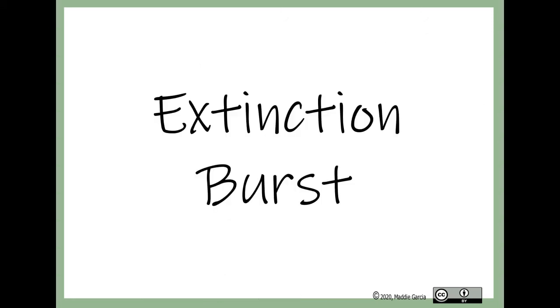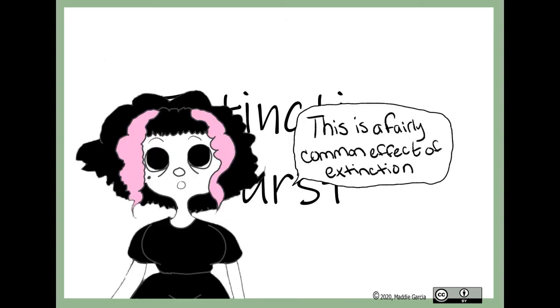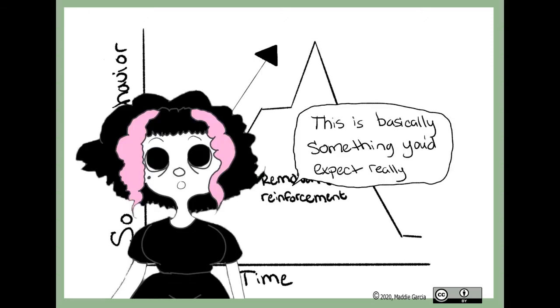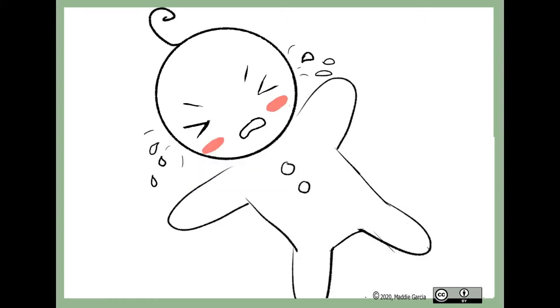Extinction burst. This is a fairly common effect of extinction, where there is an immediate increase in frequency of the response after removing the reinforcement. This is basically something you'd expect, really. So let's go back to that crying toddler. The toddler is crying and is realizing that their parents aren't coming back into the room, so they cry louder, and louder, and louder. They cry more. The parents still don't come in.